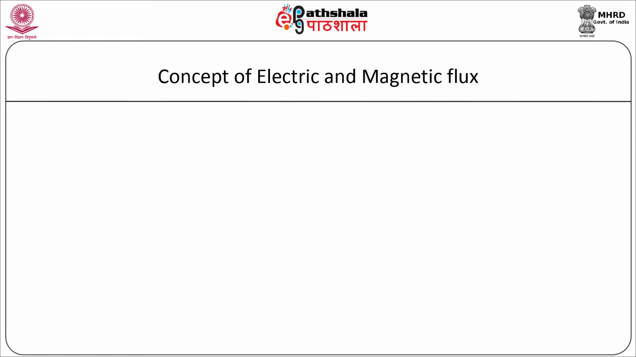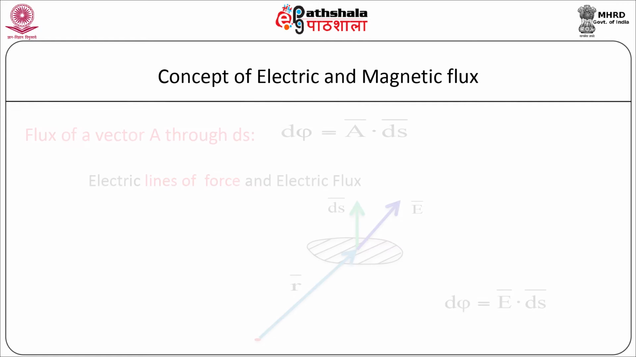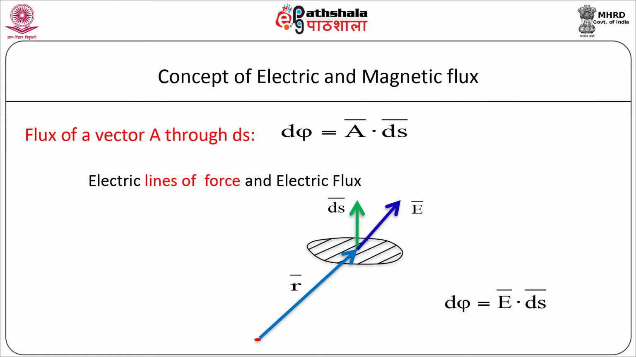The electric field E at a point can also be measured in terms of electric lines of force crossing normally per unit area. The total number of electric lines of force passing through a given area is termed as electric flux d phi and is given by d phi is equal to E bar dot ds bar. In general, flux of any vector A bar through an area element ds bar is given by the dot product A bar dot ds bar. We can have magnetic flux, luminous flux, neutron flux, etc.